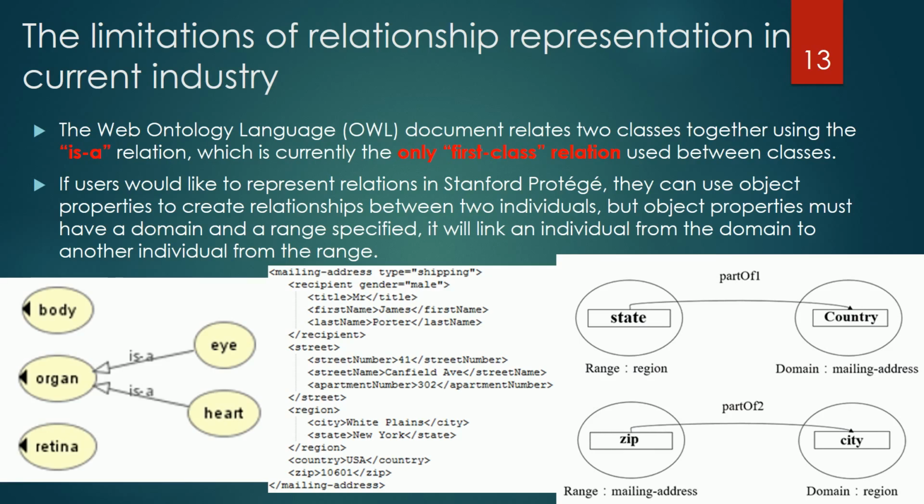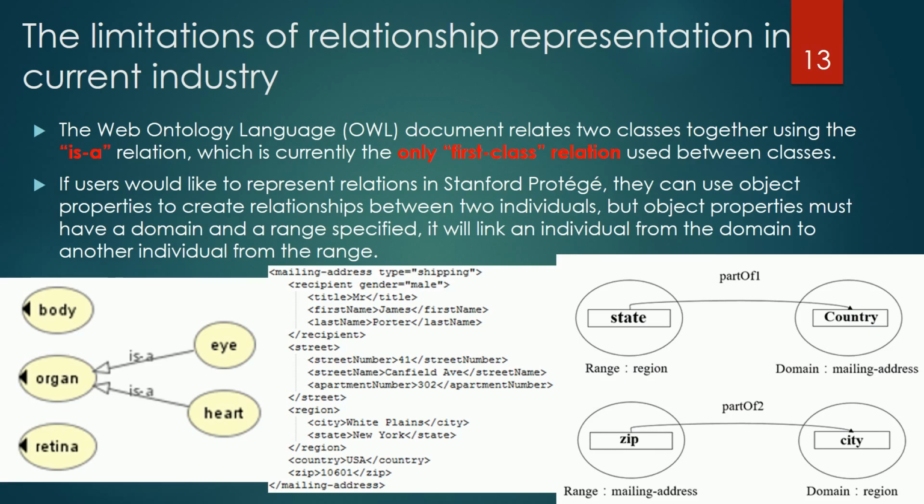In the current industry, there are some tools that make it easier to build ontologies, such as Stanford University's Protege. If users would like to represent relations in Protege, they can use an object property to create a relationship between two individuals. But object properties must have a domain and a range specified. It will link an individual from the domain to another individual from the range.